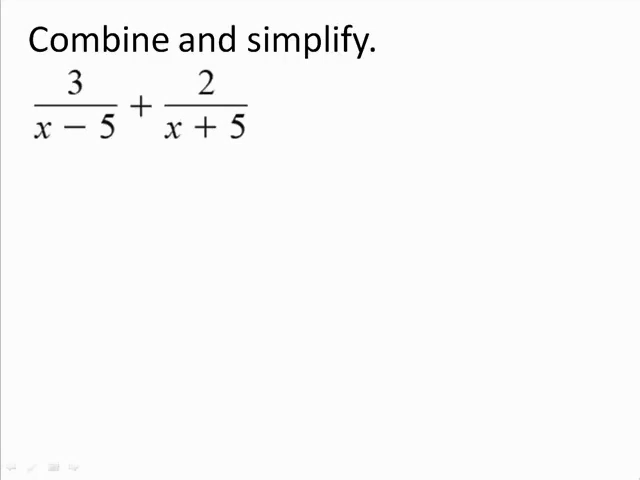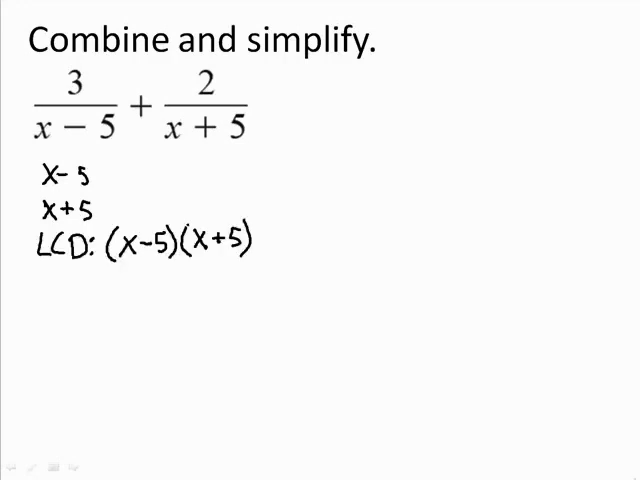Combine and simplify. 3 divided by x minus 5 plus 2 divided by x plus 5. Find the least common denominator. The least common denominator is the least common multiple of the two denominators. The two denominators are x minus 5 and x plus 5. The least common denominator has to contain each of these factors. The least common denominator is the quantity x minus 5 times the quantity x plus 5. You want each fraction to have this as its denominator. Multiply the first fraction by x plus 5 divided by x plus 5, and multiply the second fraction by x minus 5 divided by x minus 5.